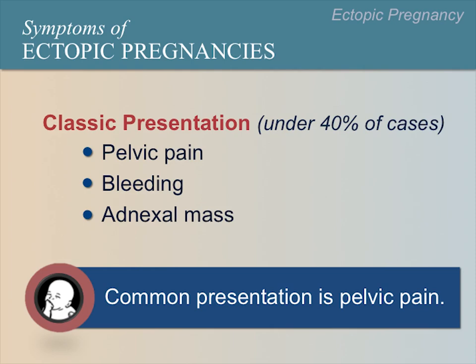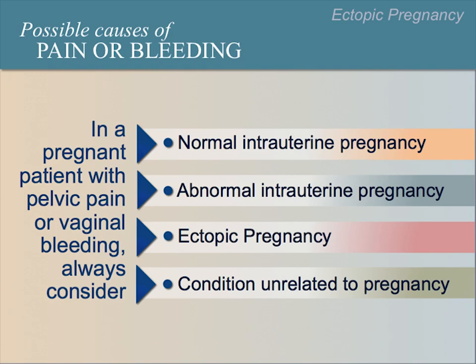Patients with an ectopic pregnancy will commonly report pelvic pain, but the classic signs of ectopic pregnancy include the 3 findings of pain, bleeding, and an adnexal mass. Pelvic pain and bleeding can have several causes. The 4 main conditions you should consider include a normal intrauterine pregnancy, an abnormal intrauterine pregnancy, an ectopic pregnancy, or a condition unrelated to pregnancy. For example, cervical polyps, a cervical precancer or cancer, and infections may also cause vaginal bleeding during pregnancy.